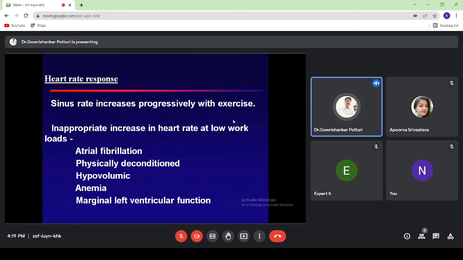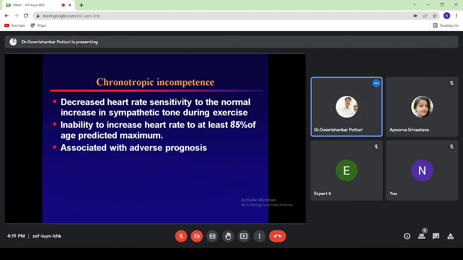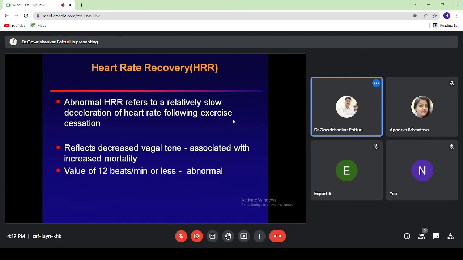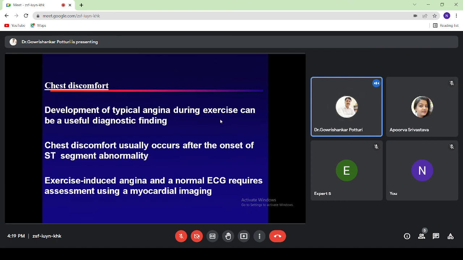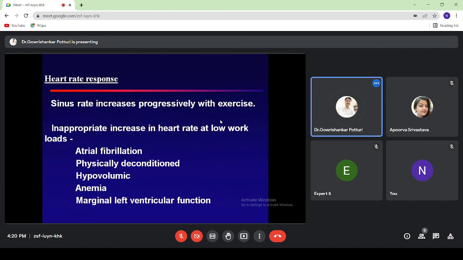Heart rate response: sinus rate increases progressively with exercise. Inappropriate increase in heart rate at low workloads is seen in atrial fibrillation, physical deconditioning, hypovolemia, anemia, and marginal left ventricular function. So these are all not required for you.